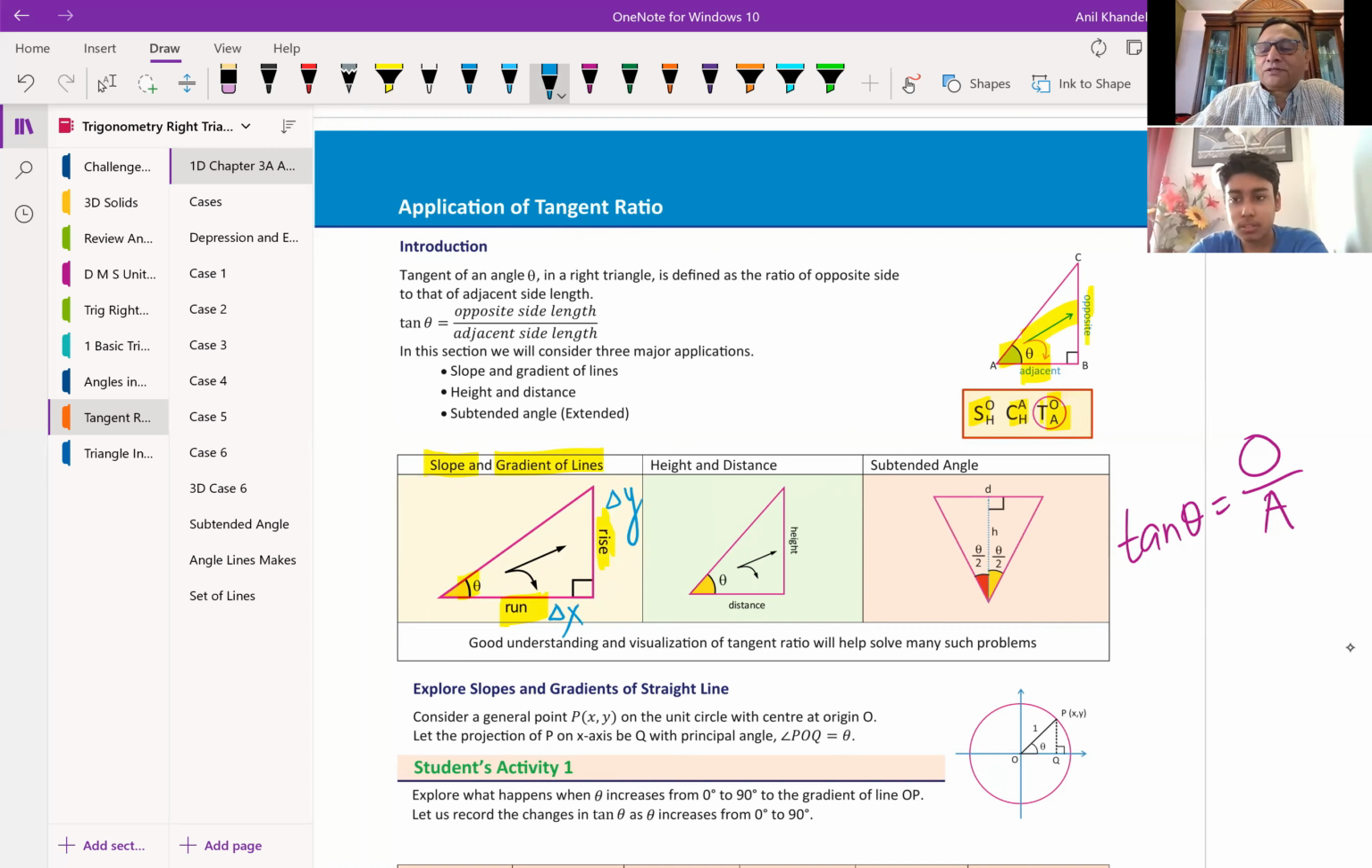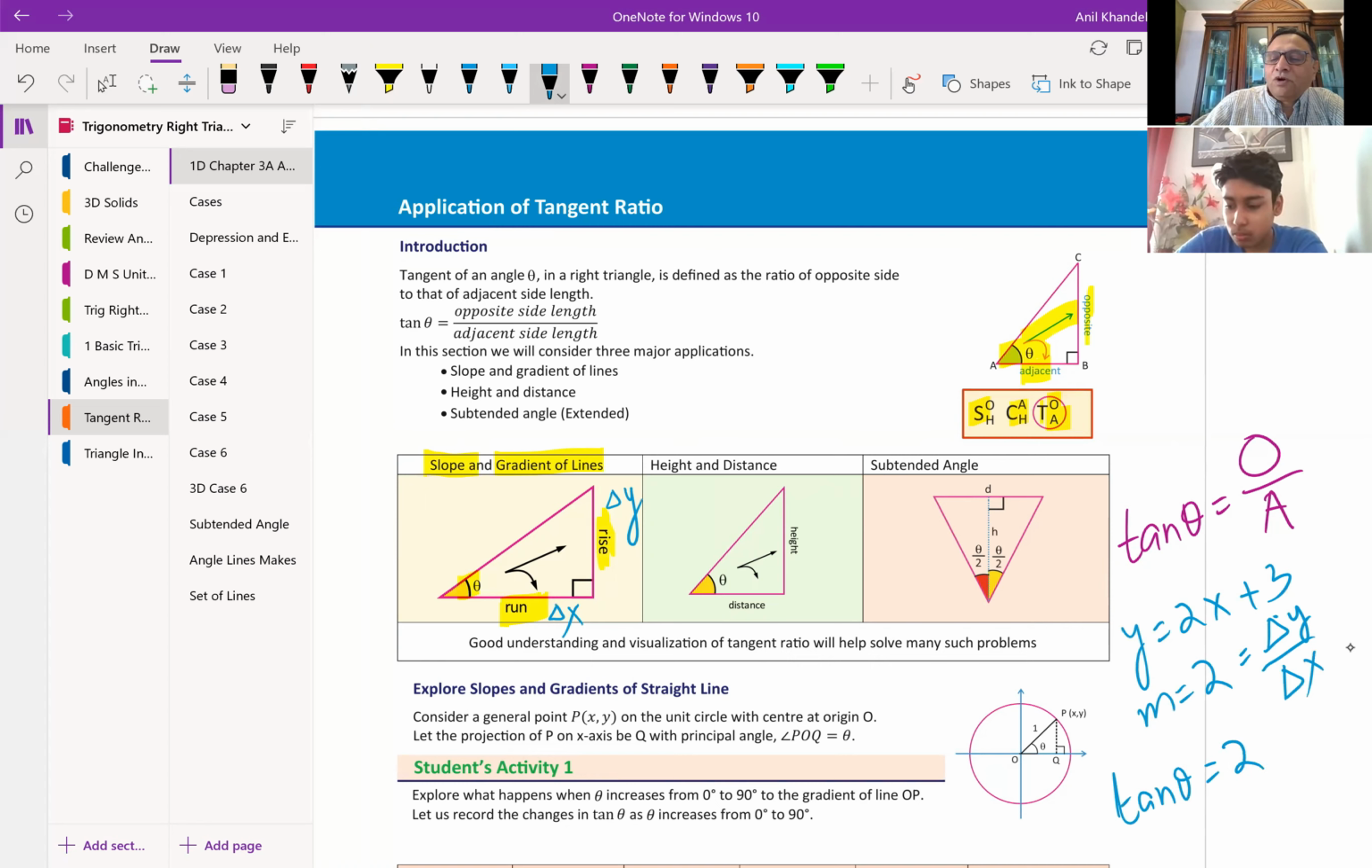So when you say y equals 2x plus 3, for example, then the slope m is 2, correct? Yes, sir. This slope m is change in y over change in x. So that means tan theta is equal to 2. What is the theta there? Theta is the angle which is formed with the x-axis. Do you see that? This is the x-axis. That is the angle. Yes. So you can find the angle directly from the slope. You get the idea? Yes, sir. That is one of the major applications.